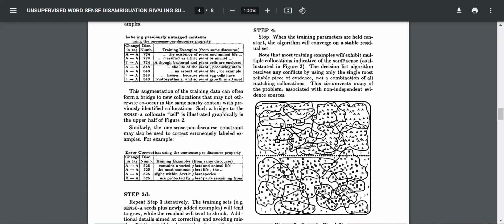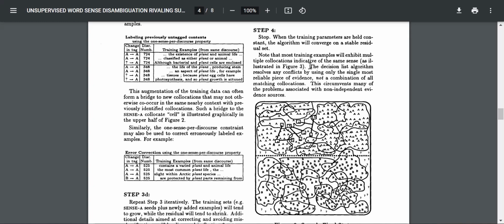Note that most training examples will exhibit multiple collocations indicative of the same sense. The decision list algorithm resolves any conflicts by using only the single most reliable piece of evidence, not a combination of all matching collocations. This circumvents many of the problems associated with non-independent evidence sources. Let me just go over that again. The decision list algorithm resolves any conflicts by using only the single most reliable piece of evidence and not a combination of all of these. So this circumvents many of the problems associated with non-independent evidence sources.